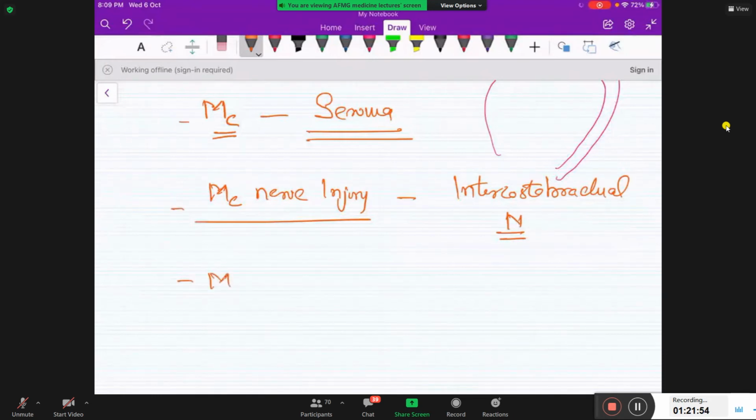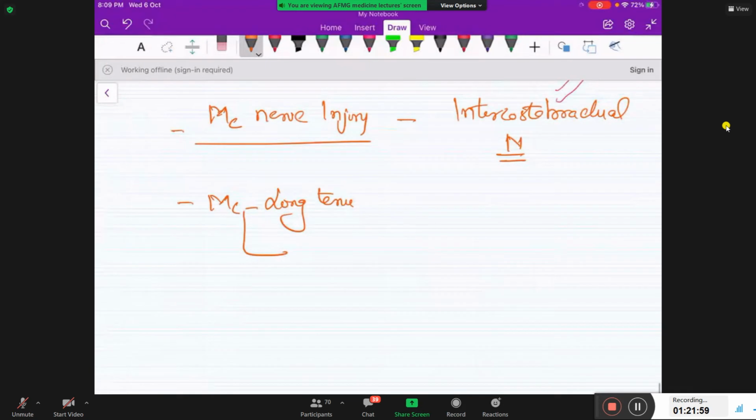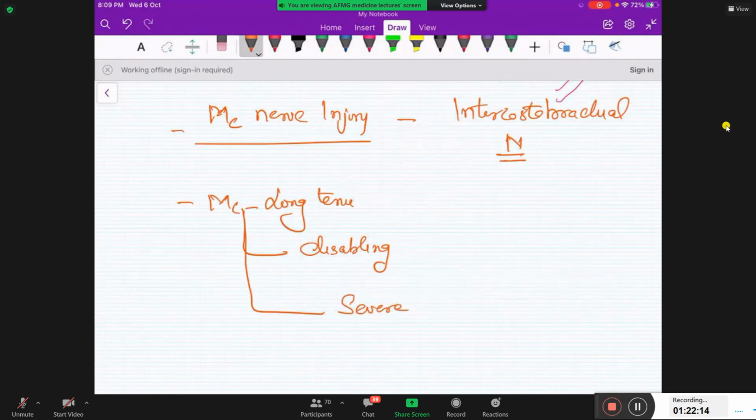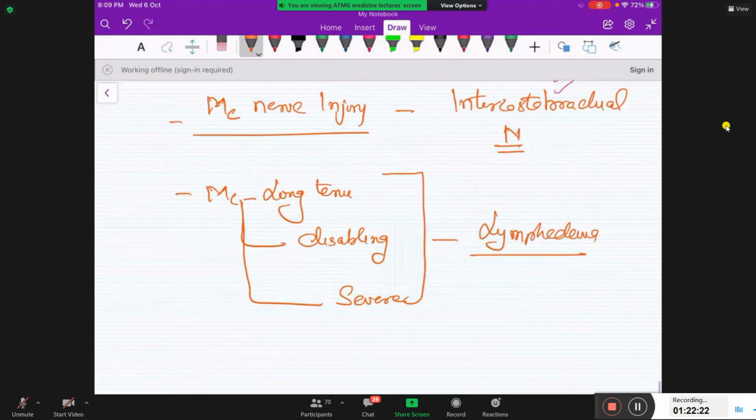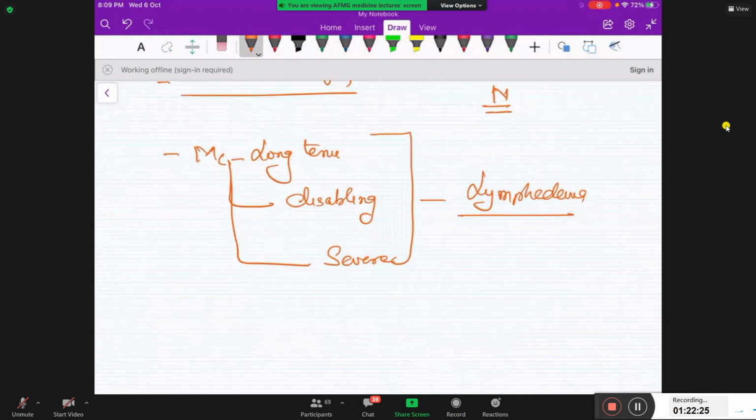Most common long-term or most common disabling, please be careful about these terms. Most common long-term, most common disabling, or most common severe complication of MRM is lymphedema.